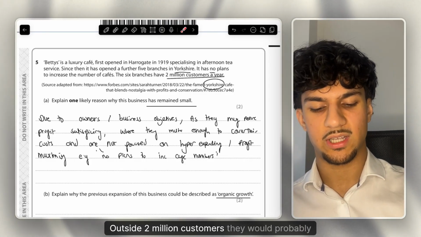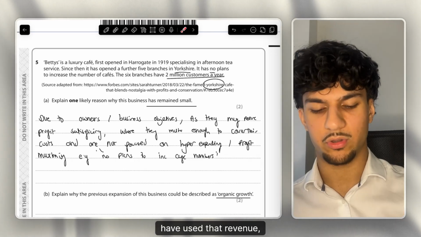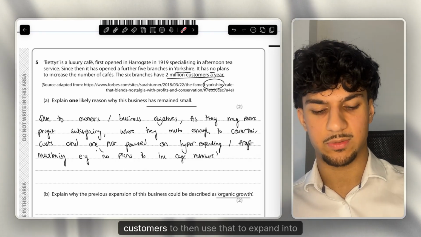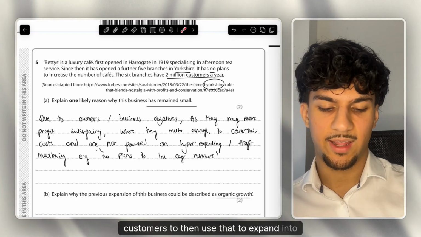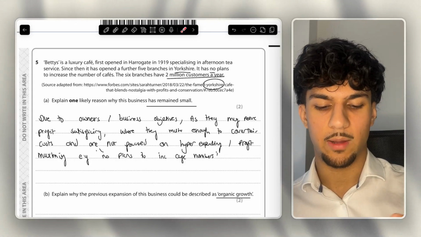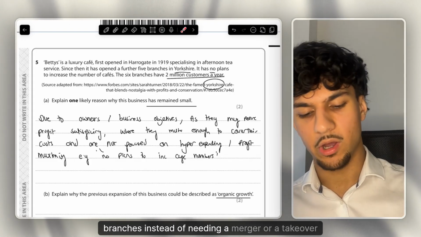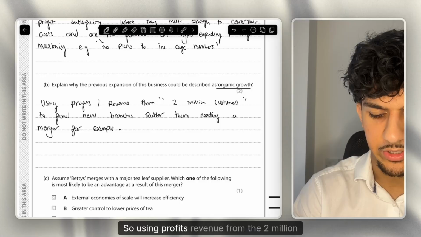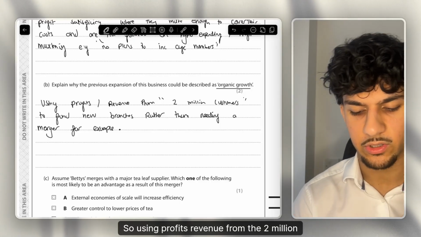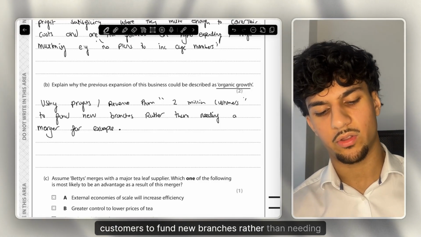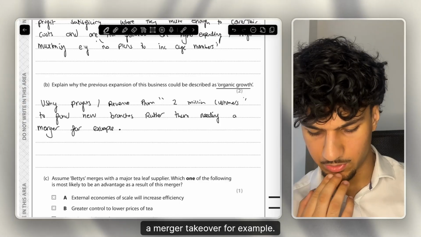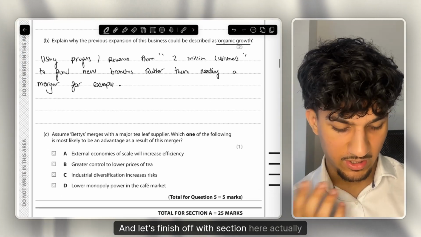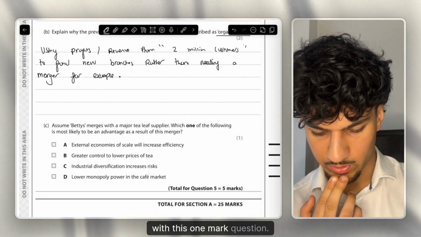As they had 2 million customers, they would probably have used the revenue and profits they gained from those 2 million customers to expand into new branches, instead of needing a merger or a takeover to fund that. So using profits / revenue from the 2 million customers to fund new branches, rather than needing a merger or takeover, for example. And let's finish off this section with this 1 mark question.